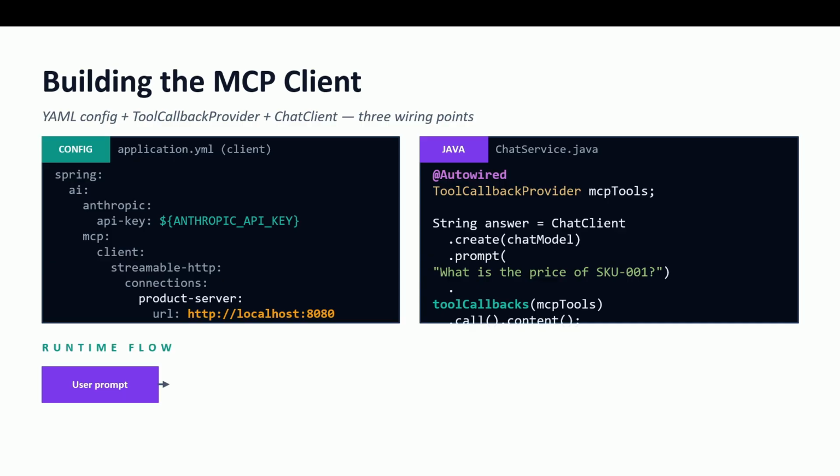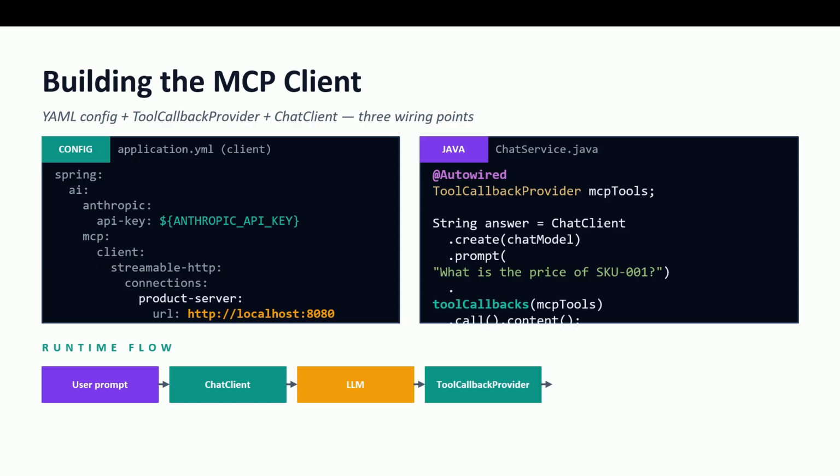And the runtime flow is like this. The user will be asking a question. ChatClient sends it to the LLM. The LLM sees the tool schemas and decides to call getProduct. Spring AI routes that call through the tool callback provider to the MCP server. The result comes back to the LLM, which wraps it in a natural language answer. You never write the tool dispatch loop yourself.